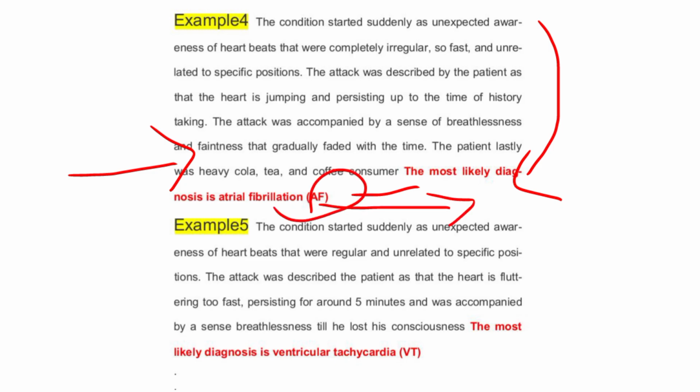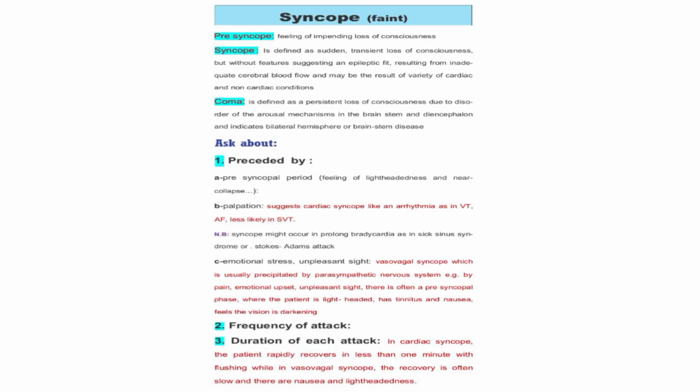The condition started as an unexpected awareness of the heartbeat that was regular. The attack was described that the patient's heart is fluttering too fast, persisting for 5 minutes, and accompanied by a sense of breathlessness till he lost his consciousness. This is the diagnosis of ventricular tachycardia. Ventricular tachycardia means heartbeat more than normal.